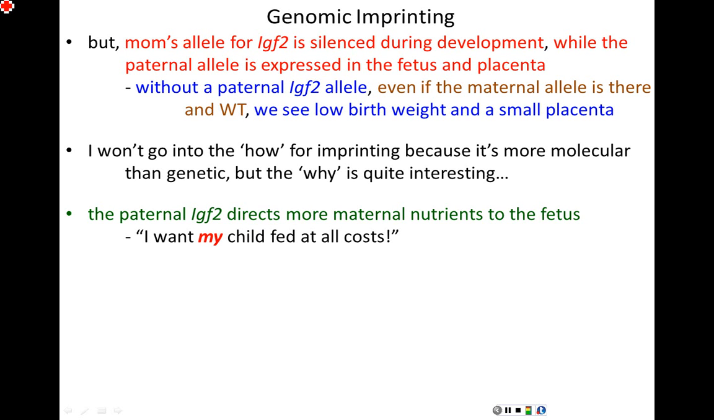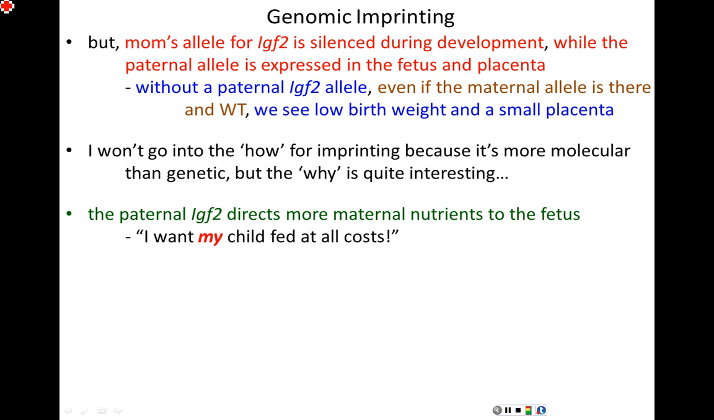Really what this paternal allele is saying is, I want this child, I want my child fed at all costs. In a genetic, physiological way, the paternal allele is willing to have a negative effect on maternal health, right? The theft of nutrients. In some ways, a developing fetus is a parasite. It's stealing nutrients from the host. The paternal IGF-2 allele is allowing the developing fetus to develop at the expense of the mother's health.